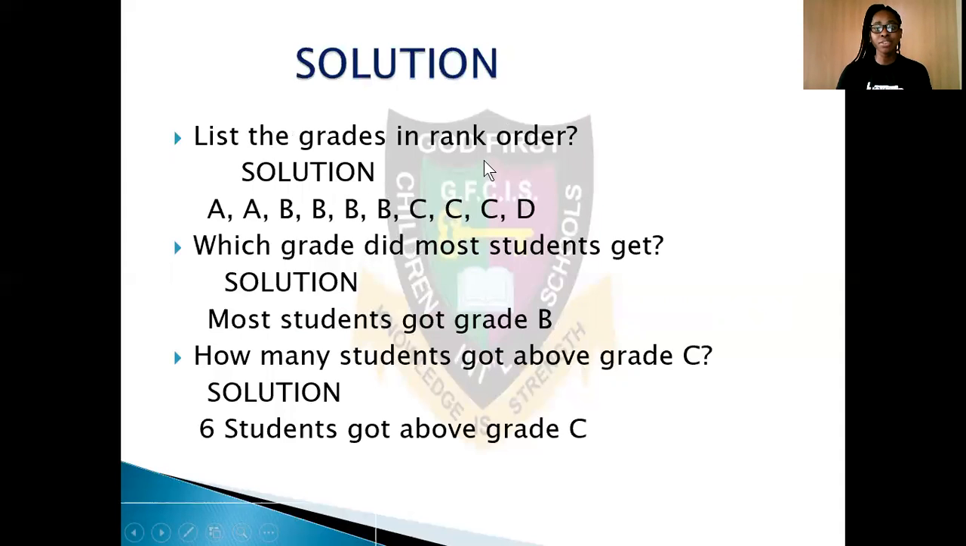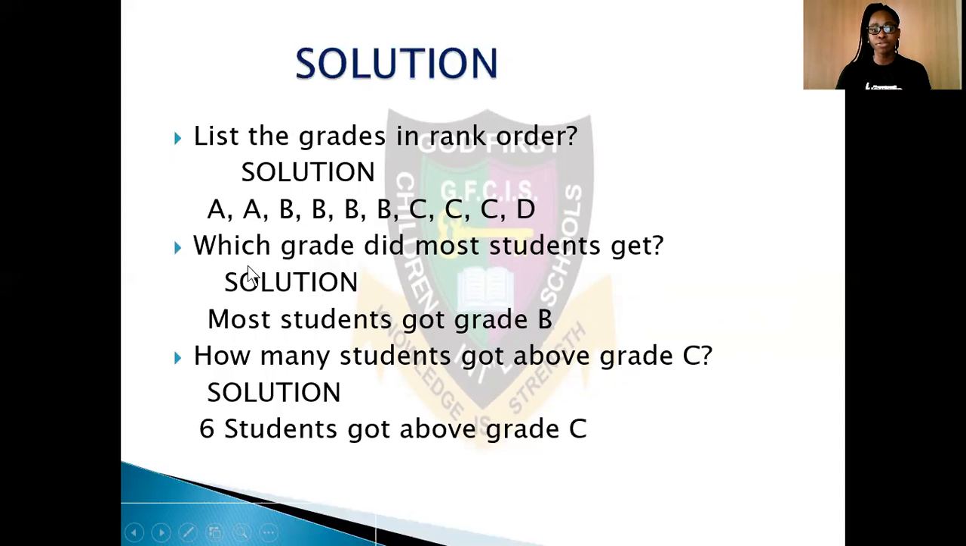Solution. This is the grade in rank order, meaning you should arrange from the highest to the lowest. A is the highest grade, followed by B, C, and D. A appears twice, B is appearing 4 times, C is appearing 3 times, and D once.